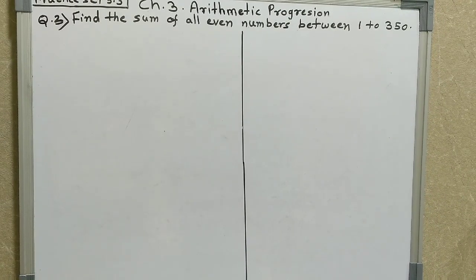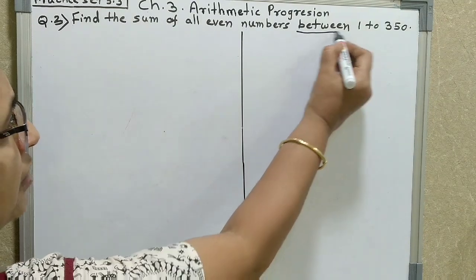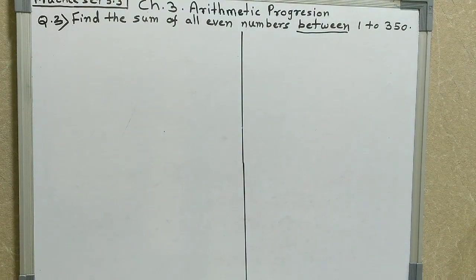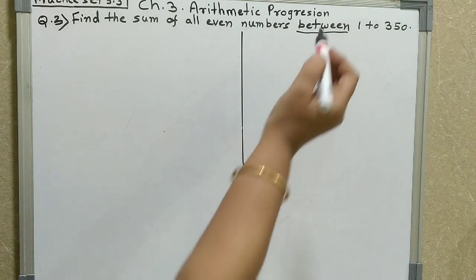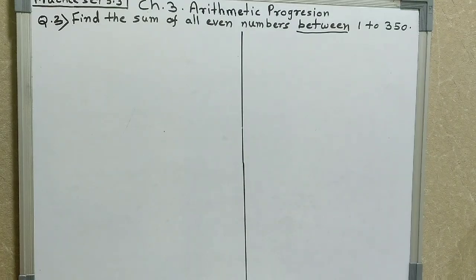Students, we will see the next example of practice set 3.3, example number 3. Find the sum of all even numbers between 1 and 350. Here the word "between" is very important. Between means we exclude 1 and 350, take the numbers in between, and then sum all of those numbers.